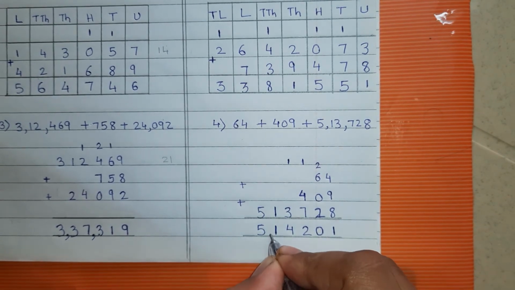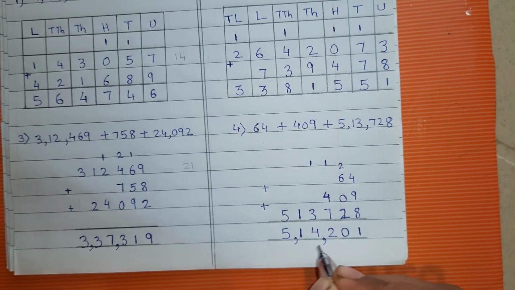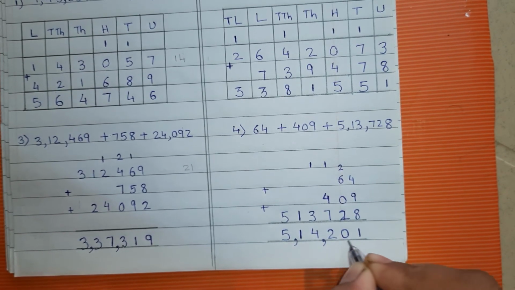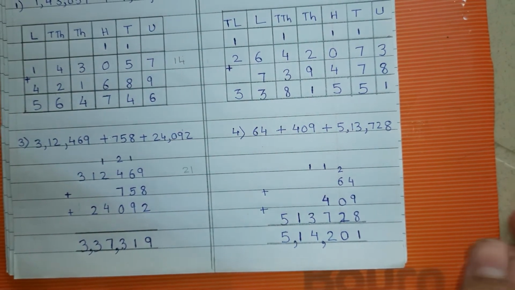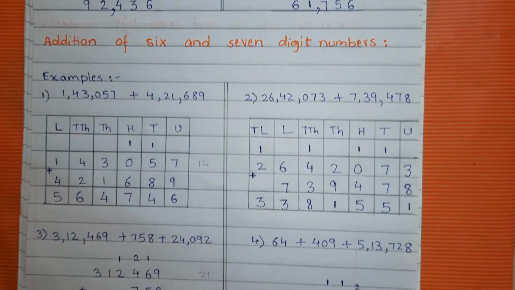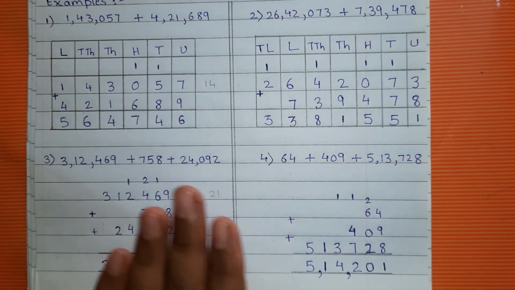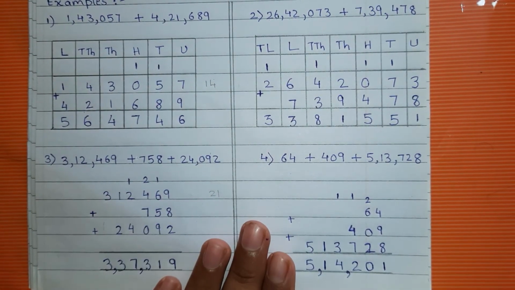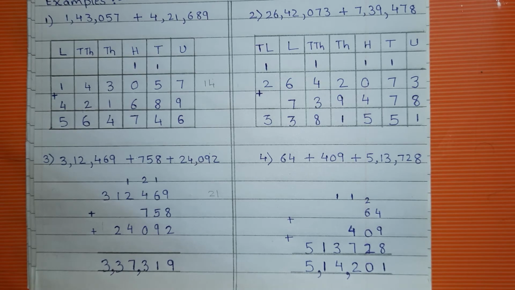So your answer is 5,14,201. 5,14,201. Understood how to solve the addition of 6 and 7 digit numbers along with some 3 and 2 digit numbers or 5 and 4 digit numbers? Now quickly we will see problem set 8.